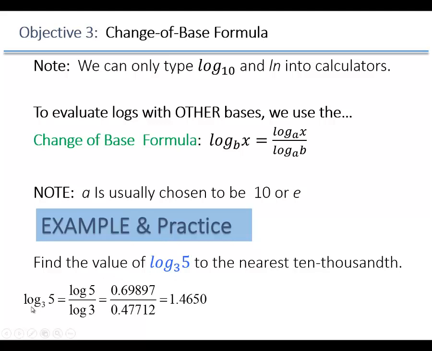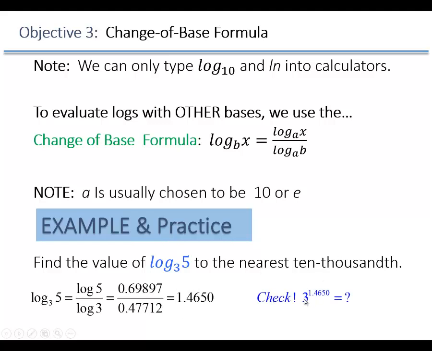Even though we can't evaluate that unconventional log directly, we use the change of base formula and compute it that way. Now, of course, we should check that, right? We should actually verify that it works. We should verify that 1.4650 is the exponent that we'd apply to a 3 in order to get 5. So take your calculator, take a base of 3, raise that to the 1.4650 power, and you better get 5, and you do. So it worked. We found log base 3 of 5, the exponent that goes on 3 to arrive at 5.